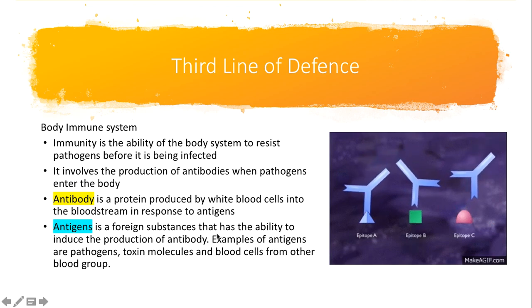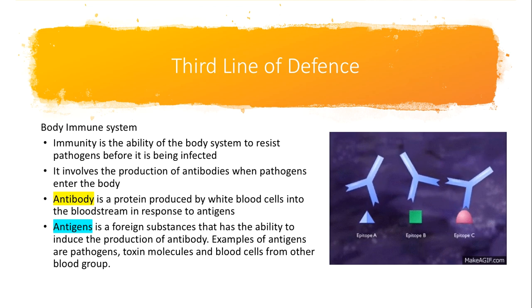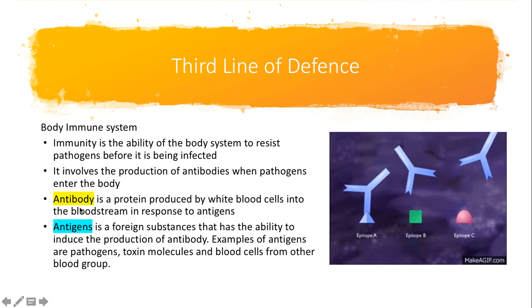Okay? So, please ask me questions if you still need more information about antigen, or please look on Google, because I won't explain too much on that, because in your syllabus you just have to know antibody ni apa is a type of protein produced by white blood cells. Antigen ni, in response to antigen. Antigen ni apa is basically a foreign substance. It is usually a surface protein. Dia ada dekat bahagian surface pathogens, and it can be recognized by antibody. Dia akan induce production of antibody. Examples of antigens are pathogens, toxin molecules, and blood cells from other blood groups.